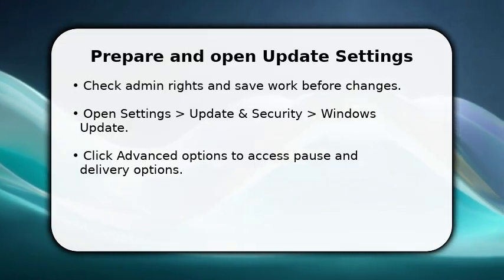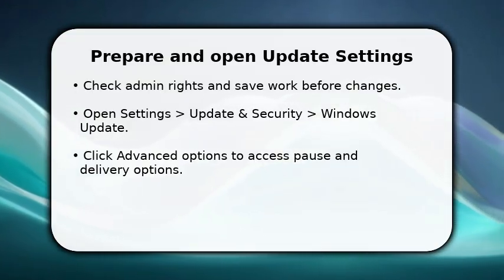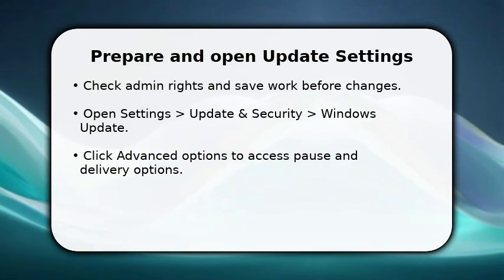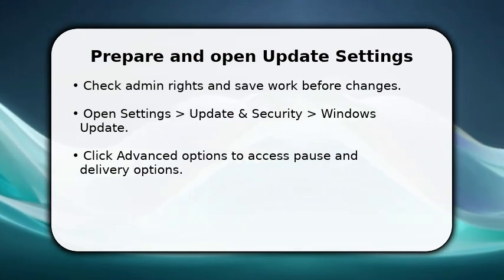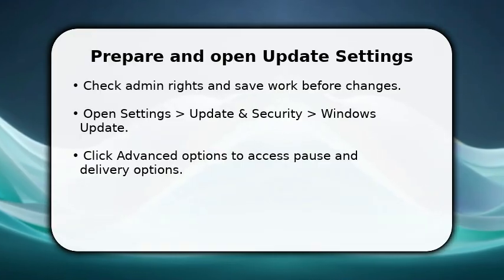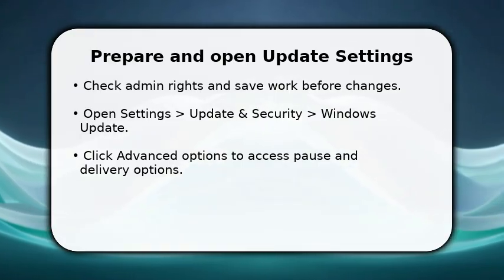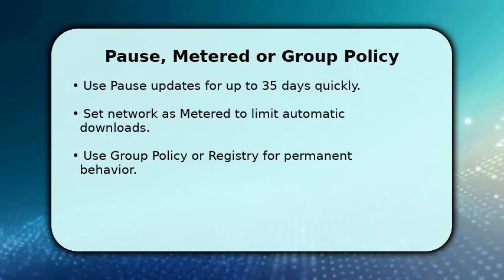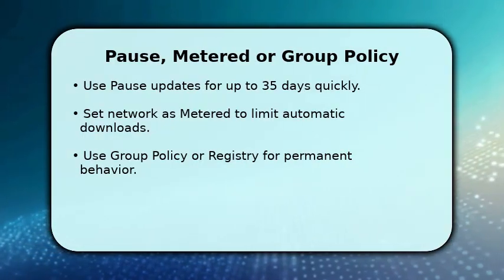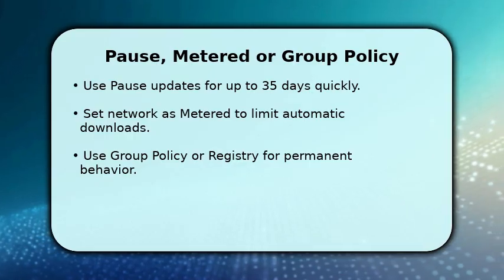By starting here, you avoid reboot surprises and can apply temporary pauses or switch active hours before disabling long-term components. Once in Advanced Options, first use pause updates to stop downloads for up to 35 days. This is reversible and safe for short-term needs.